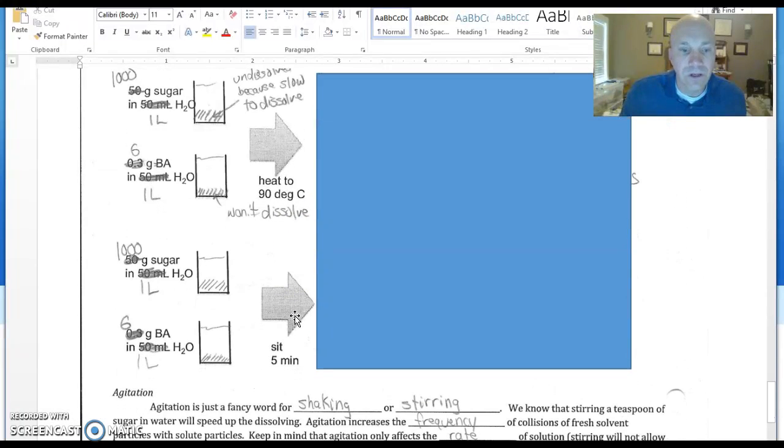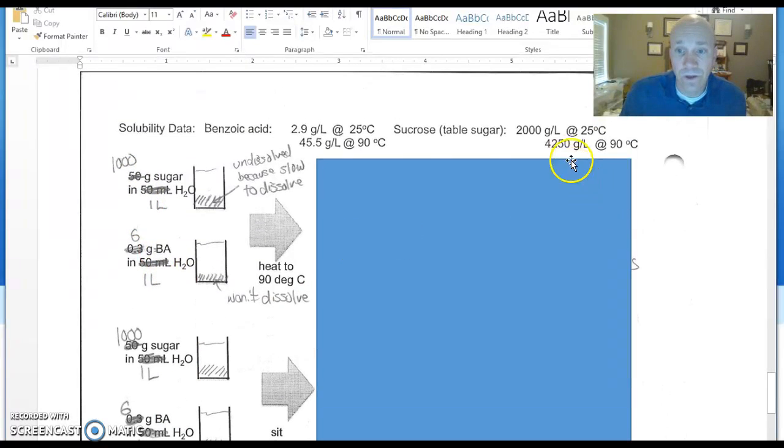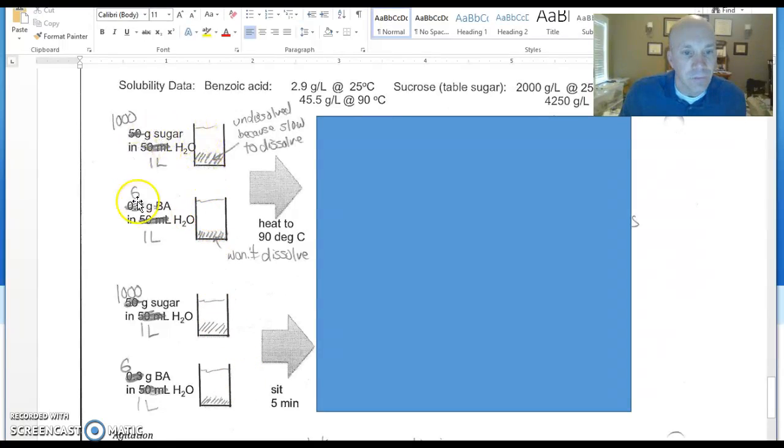So I wanted to go over that in this little diagram right here. I changed a couple of these numbers so that the data would be more consistent with the data that I have right here. Notice that all of these are per liter of solvent, so I've made these all per liter. I've got two situations going here. We've got 1,000 grams of sugar in a liter of water and 6 grams of this chemical called benzoic acid, which I've called BA, in a liter.